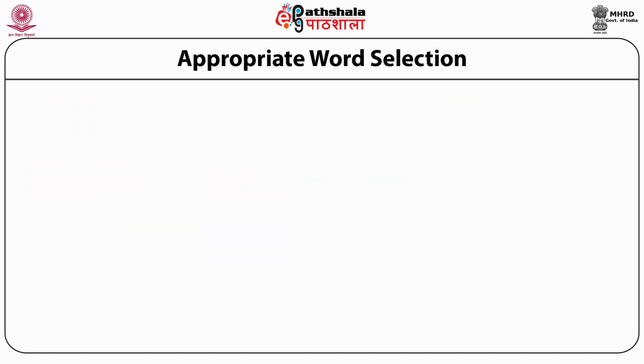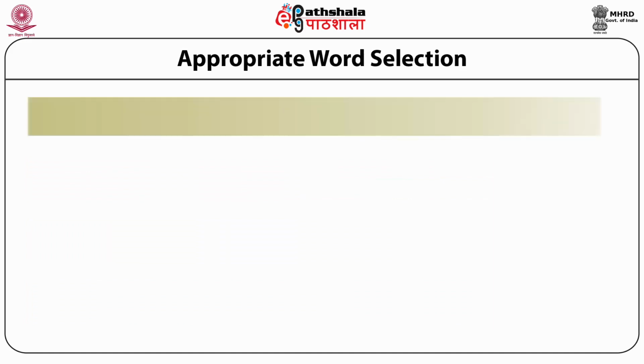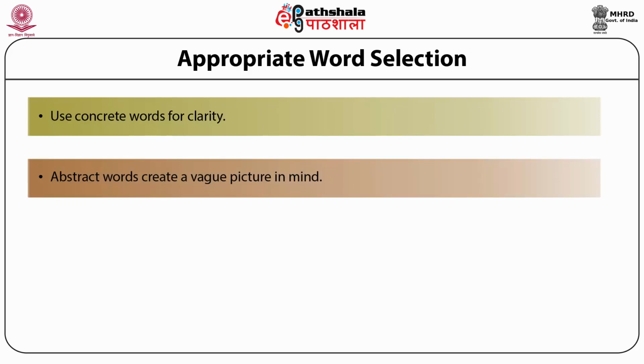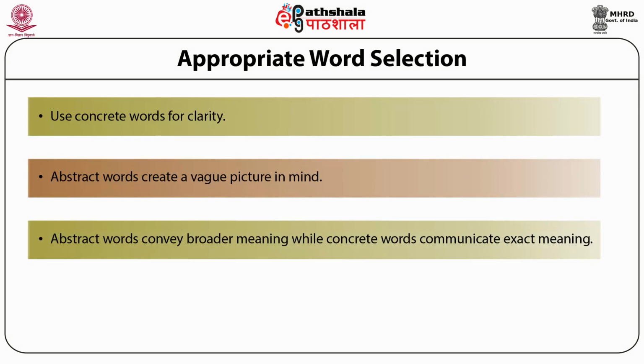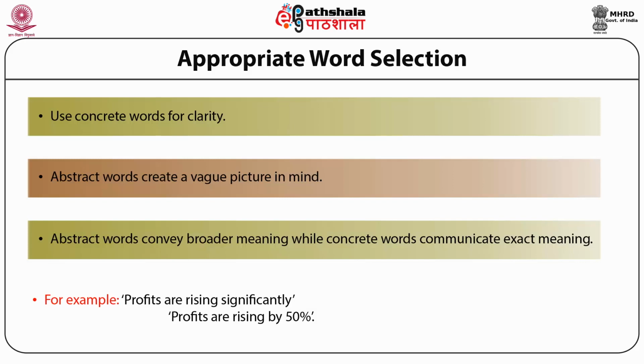Always concentrate on concrete words while writing as opposed to abstract words. Use concrete words. Concrete words provide a better clarity. On the other hand, abstract words create a vague picture in mind. Abstract words convey broader meaning while concrete words communicate exact meaning. For example, instead of writing, "Profits are rising significantly," it is better to write, "Profits are rising by 50%."